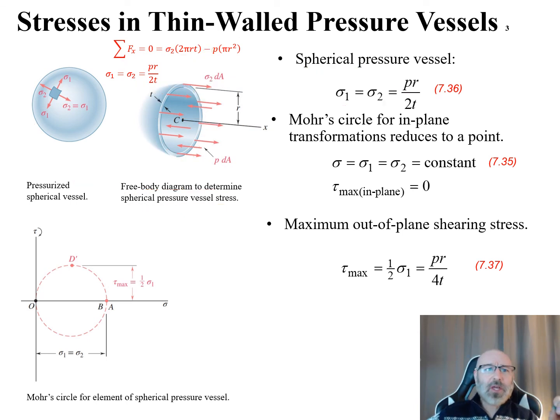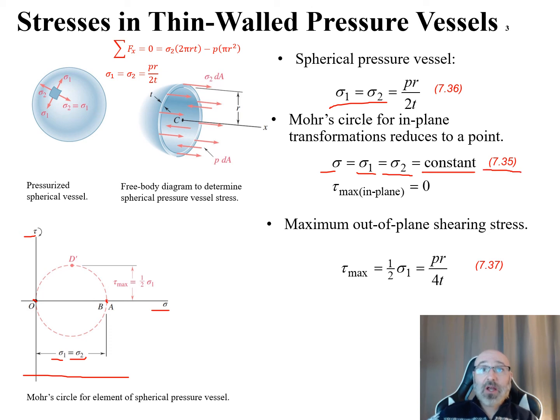Let's now take a look at Mohr's circle for an element of a spherical pressure vessel. So we have this diagram down here. There's our sigma, there's our tau for Mohr's circle. We can see we have our origin point here. We have our point A out there, where this is our sigma 1 is equal to sigma 2 that we showed in this relationship in equation 7.36. So what we can do now is look at Mohr's circle and say for an in-plane transformation, this is going to reduce to a point. So our sigma is equal to sigma 1 is equal to sigma 2 is equal to a constant right there. And this relationship is given in our equation 7.35.